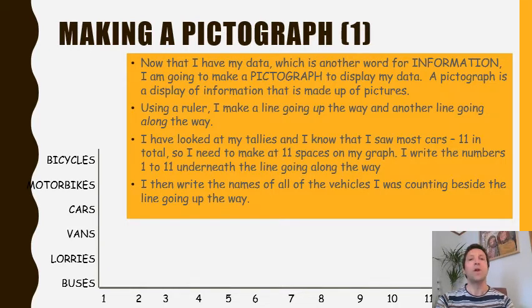I write the numbers 1 to 11 underneath the line going along the way. I then write the names of all of the vehicles I was counting beside the line going up the way. Have a look at the graph that I've made on this slide.